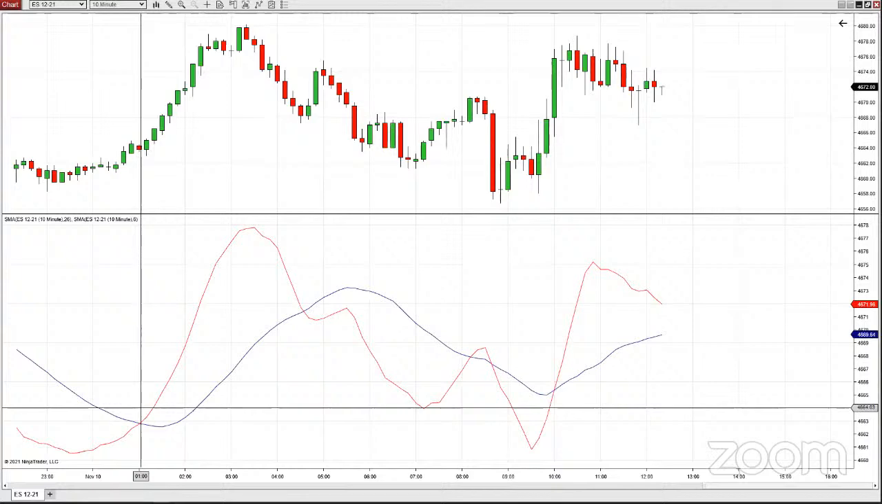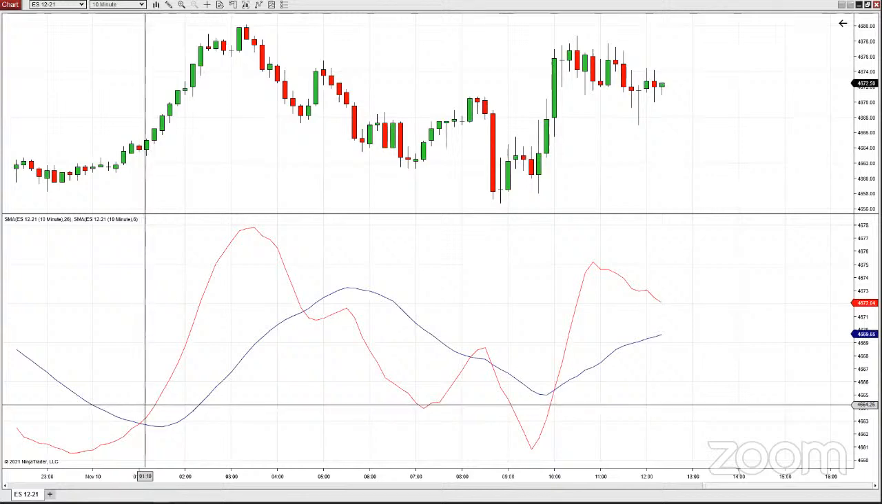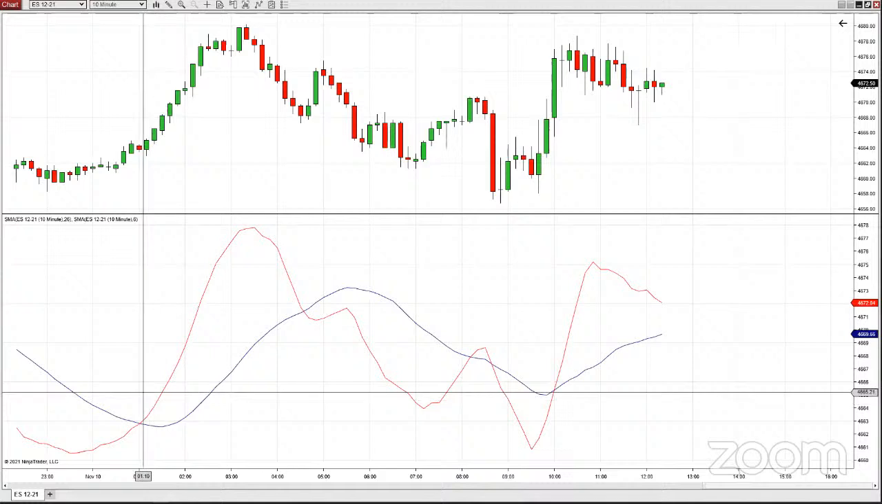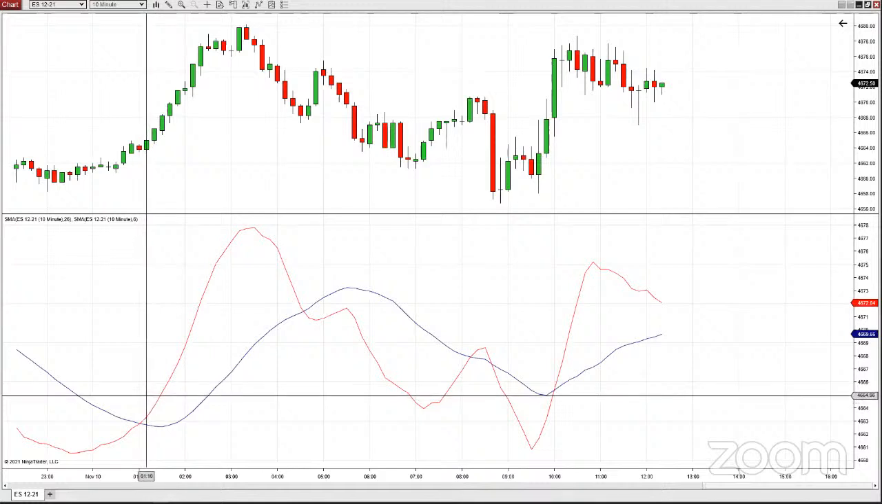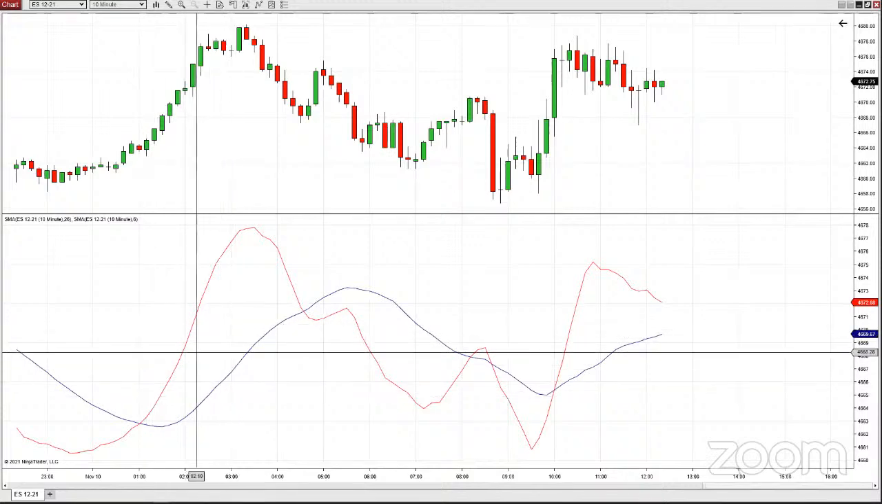Like in this particular case, this would have been a really good indicator, right? So let me just go one candle forward, and you can see once you got confirmation that the red was crossing over the dark blue, then the suggestion here is, hey, it's time to go long, right? And sure enough, this would have been a good indicator.